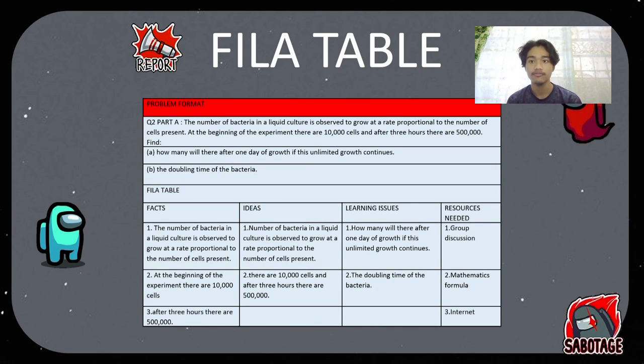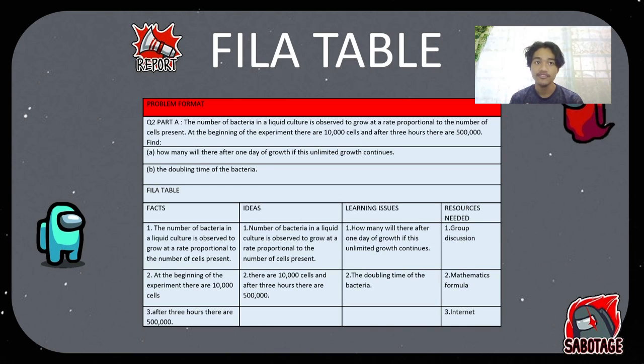For the fill-up table in question 2, part A, we can divide the question into 4 sections, which are facts, ideas, learning issues, and resources needed. For the facts, first one, the number of bacteria in a liquid culture is observed to grow at a rate proportional to the number of cells present. Number 2, at the beginning of the experiment there are 10,000 cells. Number 3, after 3 hours there are 500,000.